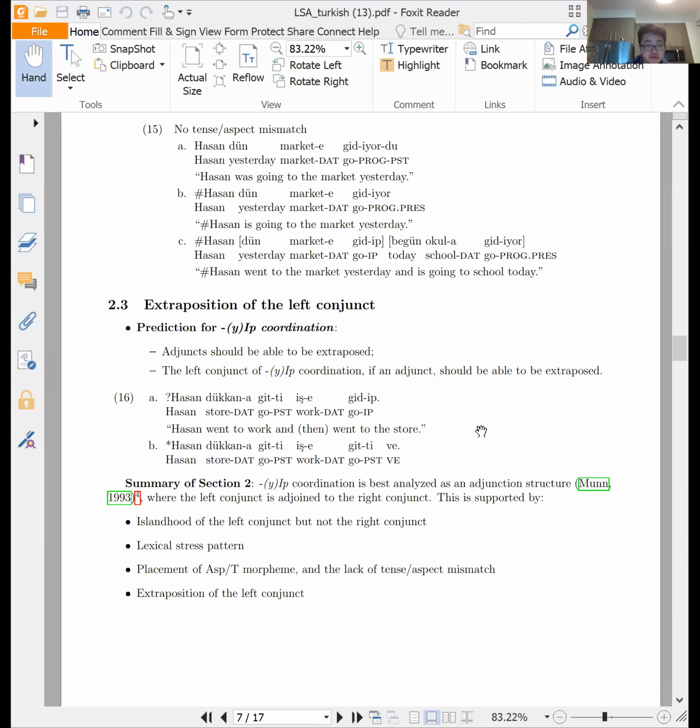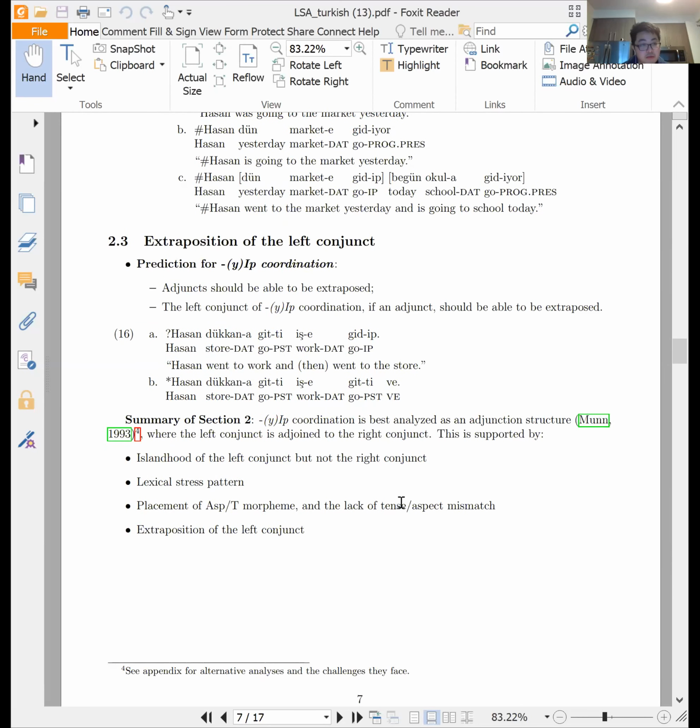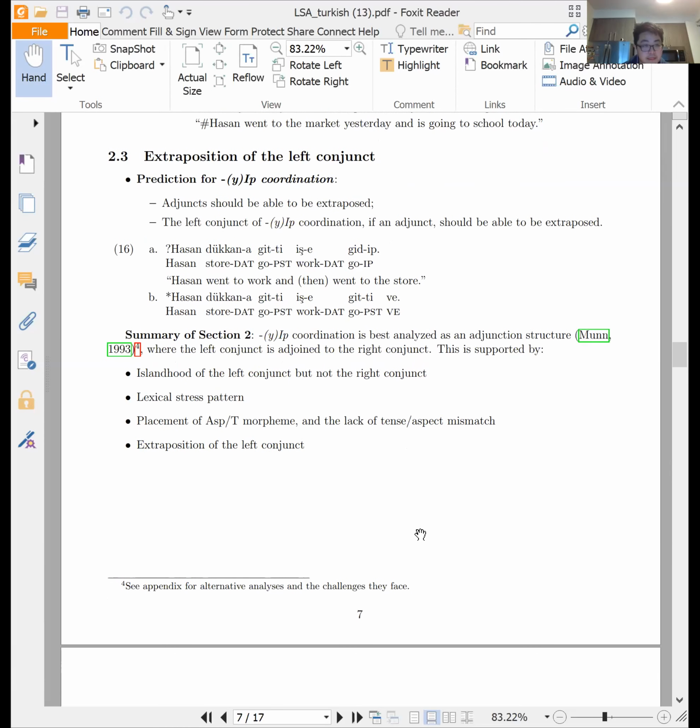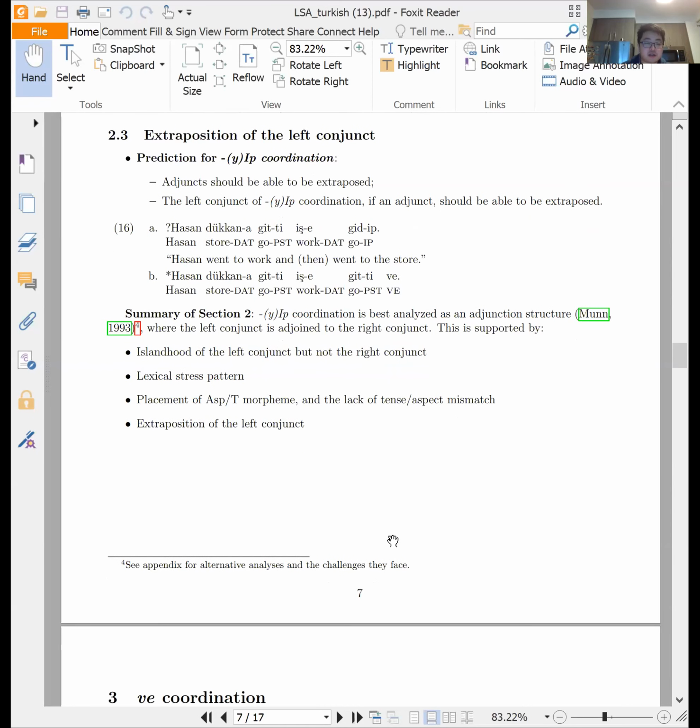So if you try to extrapose the left conjunct along with Vape to the right of the right conjunct in Vape coordination, the sentence is much worse. To summarize, so far we see that IP coordination is best analyzed as an adjunction structure where the left conjunct is an adjunct and the right conjunct is the causal spine. And this is supported by the islandhood of the left conjunct, but not the right, the lexical stress pattern we saw, placement of asp and T morpheme, the lack of tense and aspect mismatch, and finally the extraposition of the left conjunct.